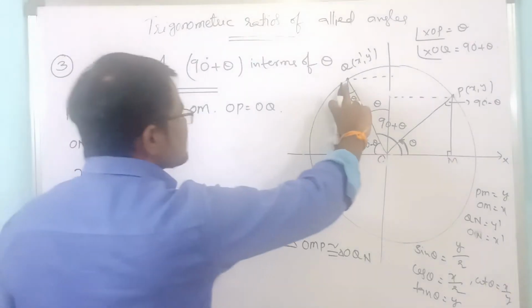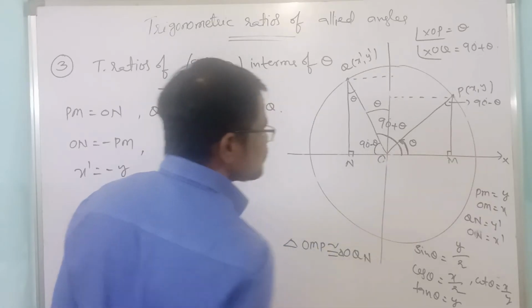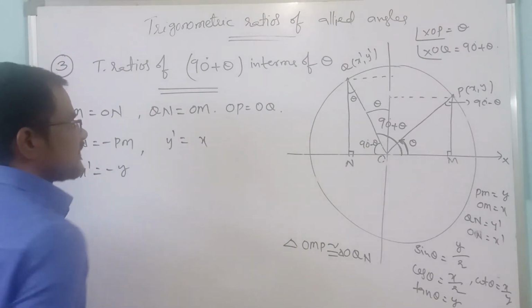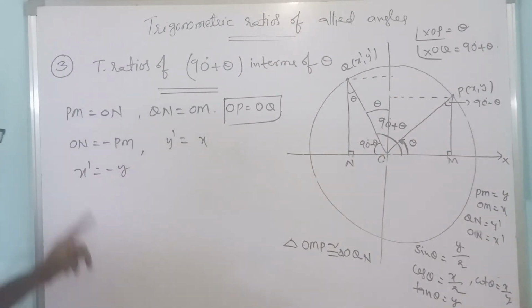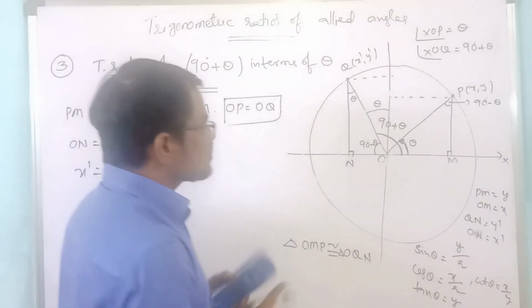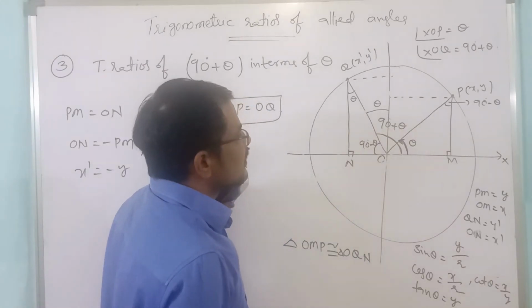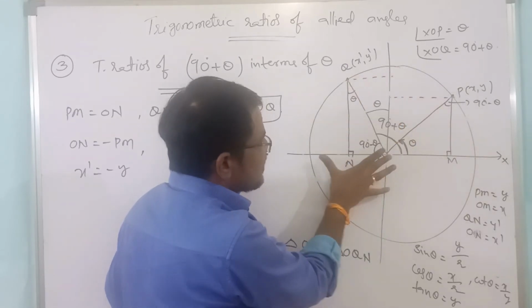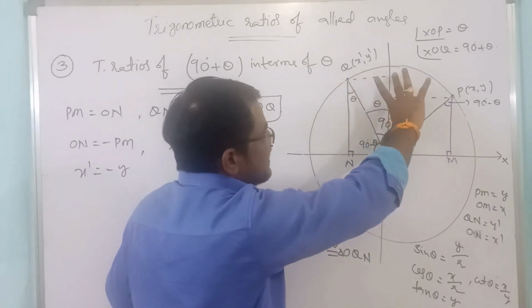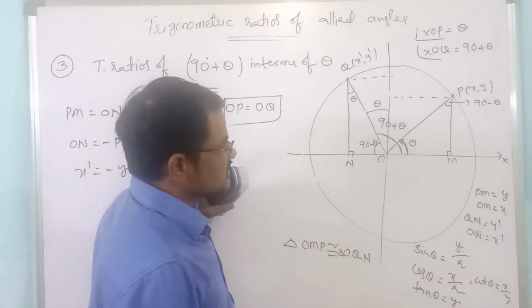Next, QN is positive, that is Y dash equal to OM also positive, so that is X. So these two are radius only. Means in this Y dash equal to X and X dash equal to minus Y. Now from this triangle, so actually how to define for this angle 90 plus theta? Sine is the projection of radius on Y axis and cos is the projection of radius on X axis.